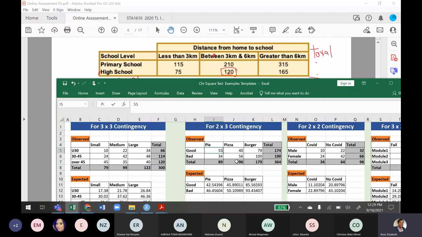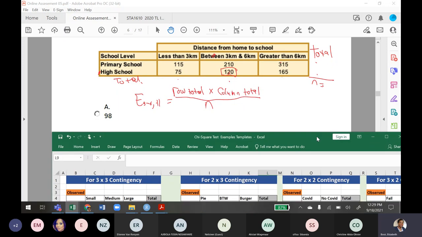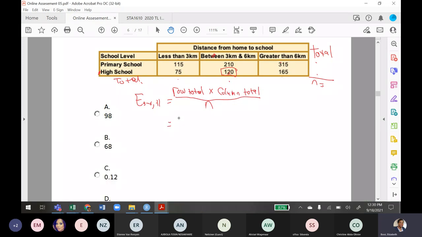So I have 115, and my pizza is between. So this is where I will find the between. So 115, 210, 315, and 75, and 120, and 165. So there are 1,000 of them. So we can just say, what is the total there?